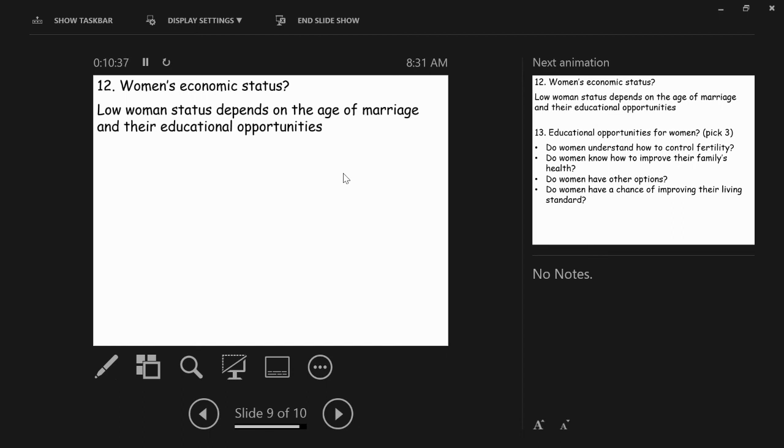So again, if women are getting married at a young age, and if they're having children at a young age, that's going to prevent them potentially from getting their primary education in their teenage years. Certainly might prevent them from going on to college and getting a career. So the earlier marriage takes place, the less potential women have for taking control of their fertility.